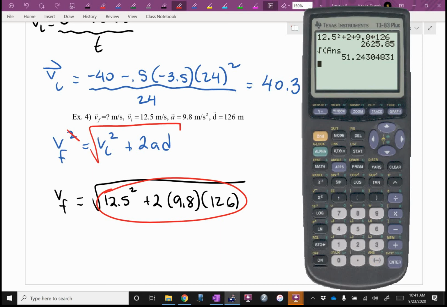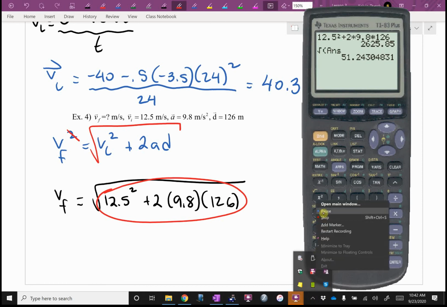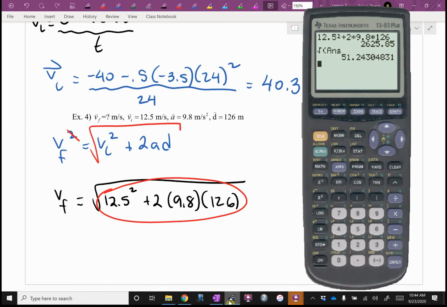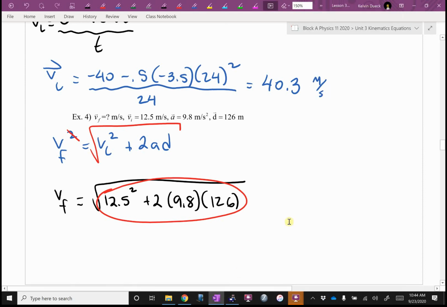I do that, and I got 51.24. If you don't know how to do that, if you can't find your square root, now is your chance to ask. I will come around and assist. Let me pause the video lesson for a brief moment. I got 51.2.